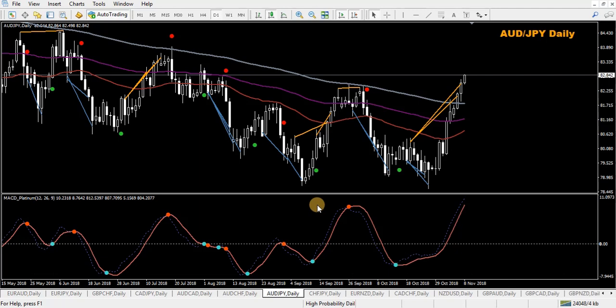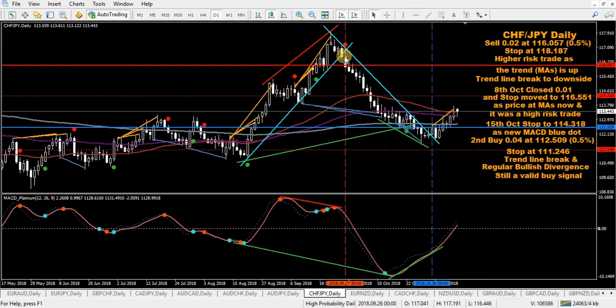Swiss franc Japanese Yen, I'm still in a sell back here. You can see my events here. I've already closed part of that, and the stop's in place for the sell there. Price has gone up in the last few days, so there's a buy taken here. Now we've got bearish JAGfx RD.